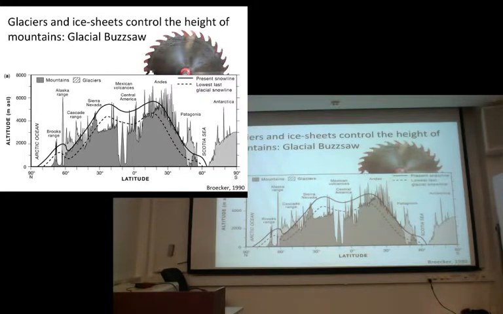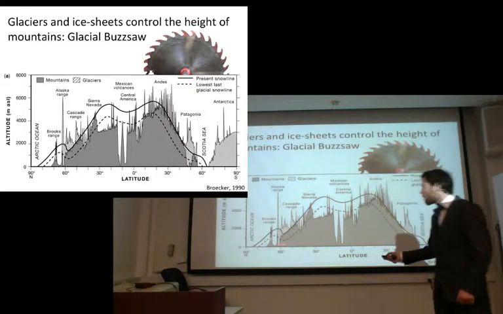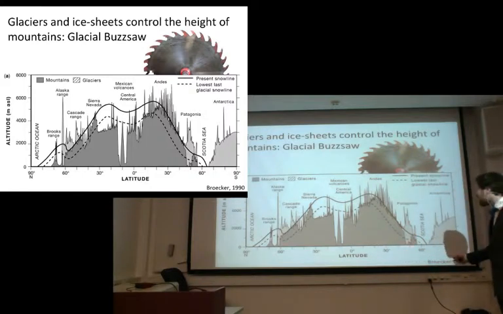What you have here is a figure from Brozovic in the 1990s. You have the altitude from 0 to 8,000 meters, and then a cross-section along the American mountain range, from the North Pole to the equator, and then down to the South Pole. You can see the profile of the whole mountain range with the maximum elevation, and this very important black line, which represents the snow line.